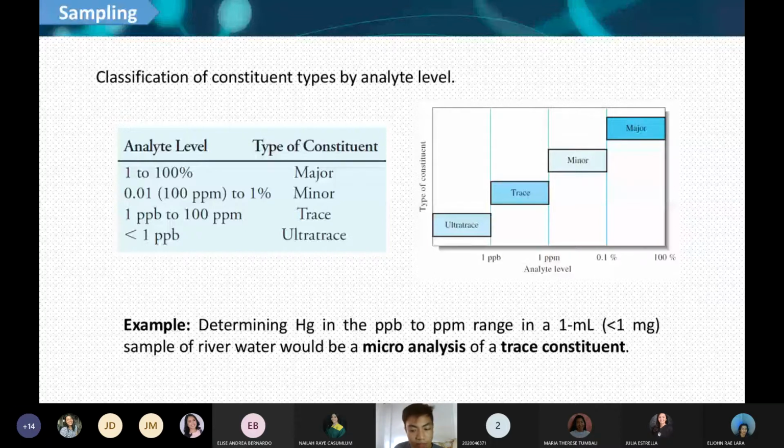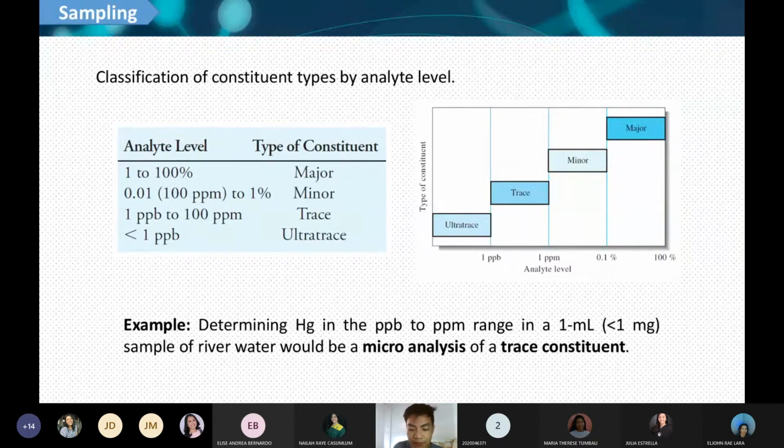decreases, then it becomes lower in classification. When the concentration of the solute in your sample gets smaller, then its classification changes. So, it could be a major constituent if the concentration is around 1 to 100% of your sample. However, if you go down the line, it can become a minor constituent, trace, or ultra trace.